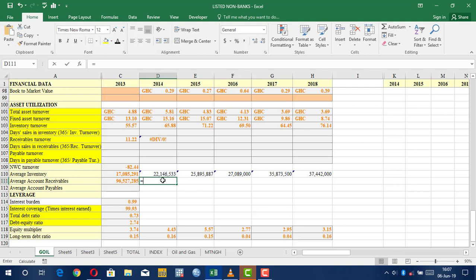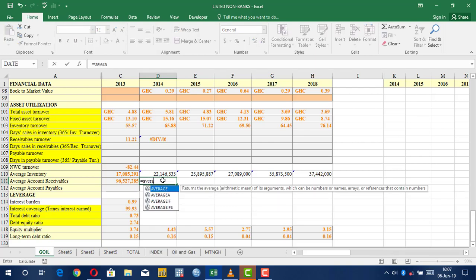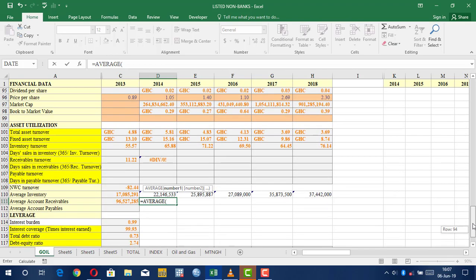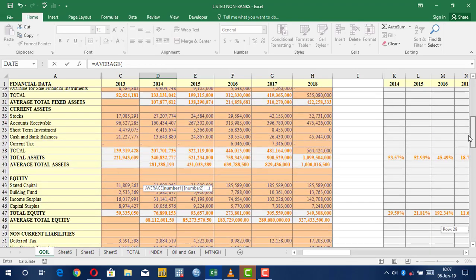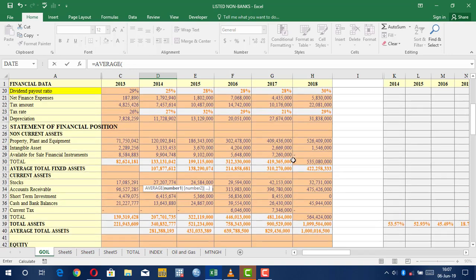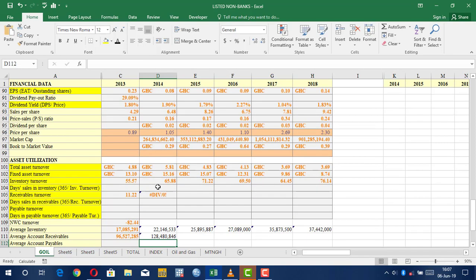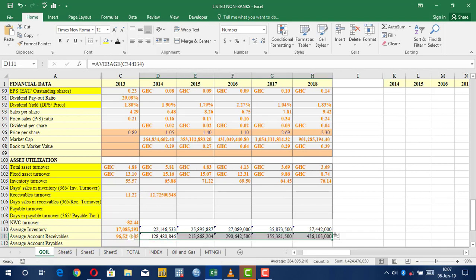So let's estimate our average account receivables using the average function. So let's go to average account receivables. So we have account receivables. Good, there we have it. So we'll drag it to the last end. Good, so there we have it.